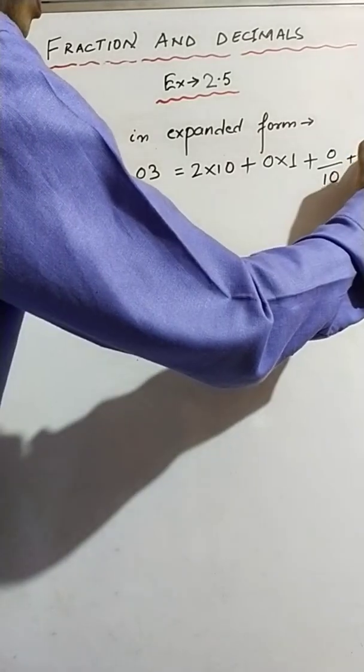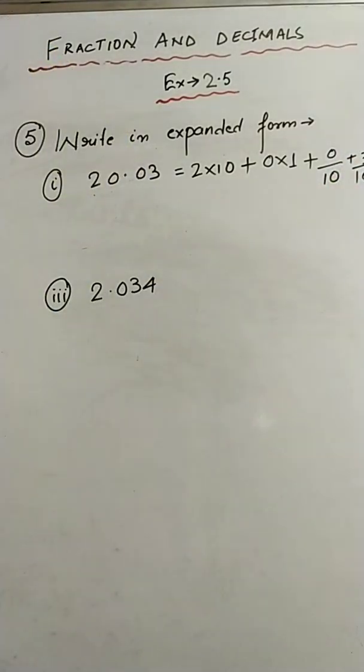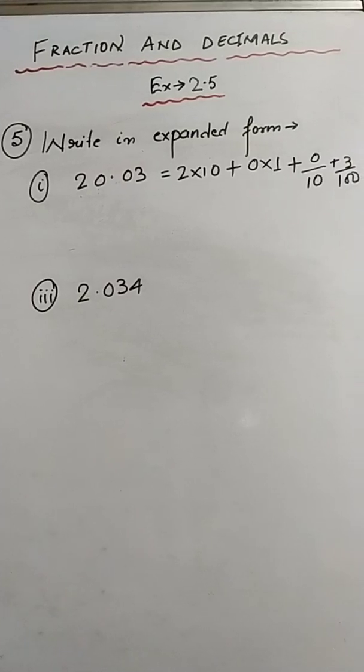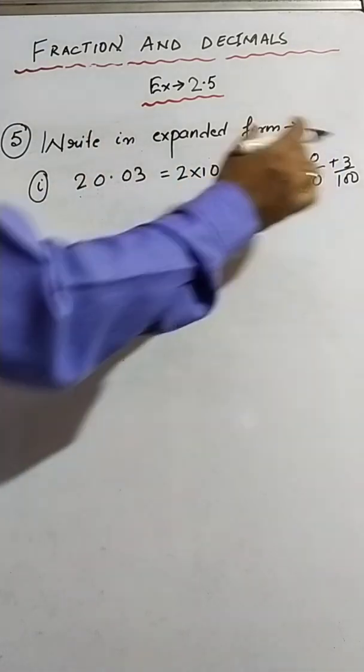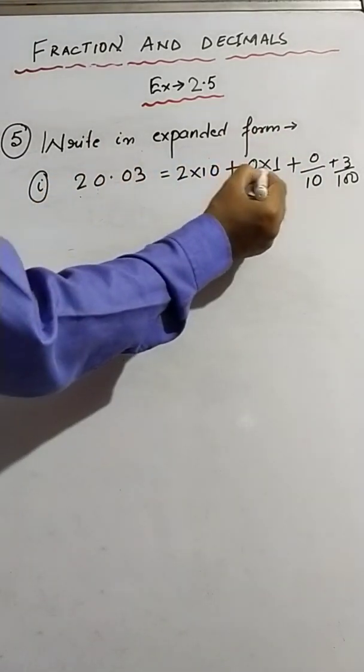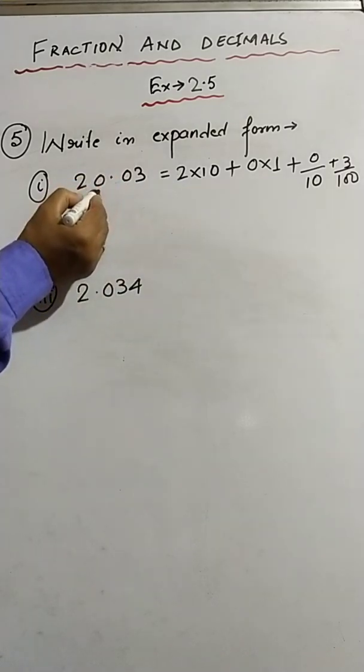That means we have to divide the digit with 100. Okay, understood? Let me just adjust the camera. Yes. So this is the final expanded form. So 2 into 100. Why? Because 2 was in tens position. 0 into 1. Why? Because this is in the unit position.